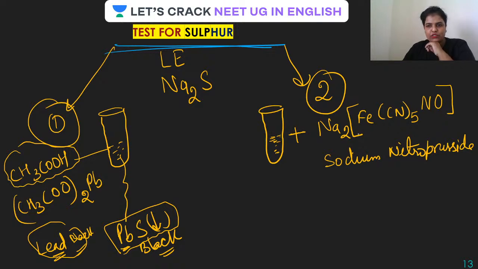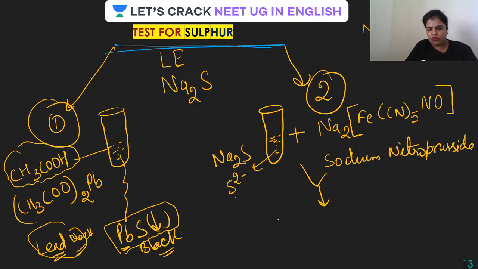Okay, all your eyes on the screen guys. This NO ligand has a charge of +1. Remember. So this Lassaigne's extract has sulfide ion. Together they will react and form, you know what? Yes, we will be getting Na4[Fe(CN)5NO].